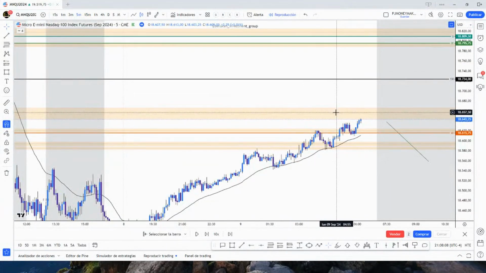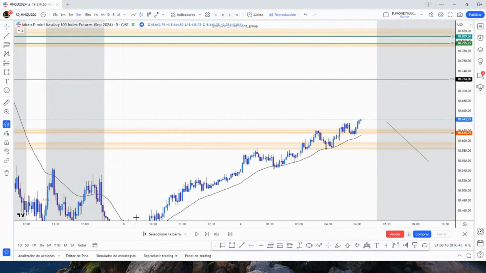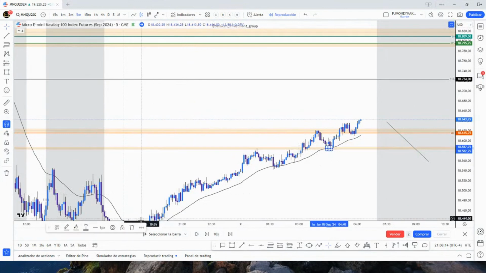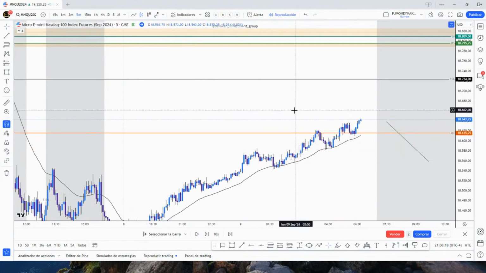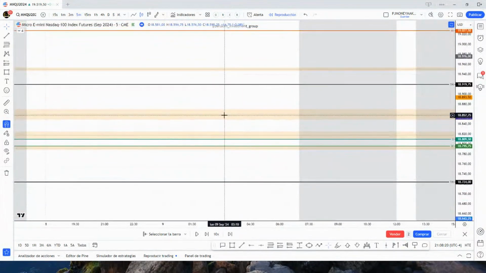See, we've got the zones right here. We're going to change those zones. We're going to delete those zones. Okay, every single zone we're going to delete.